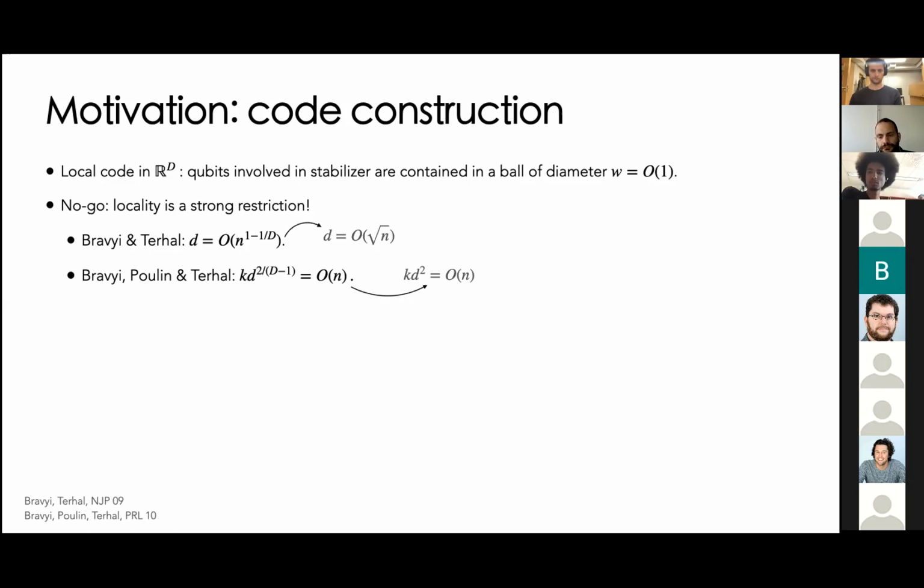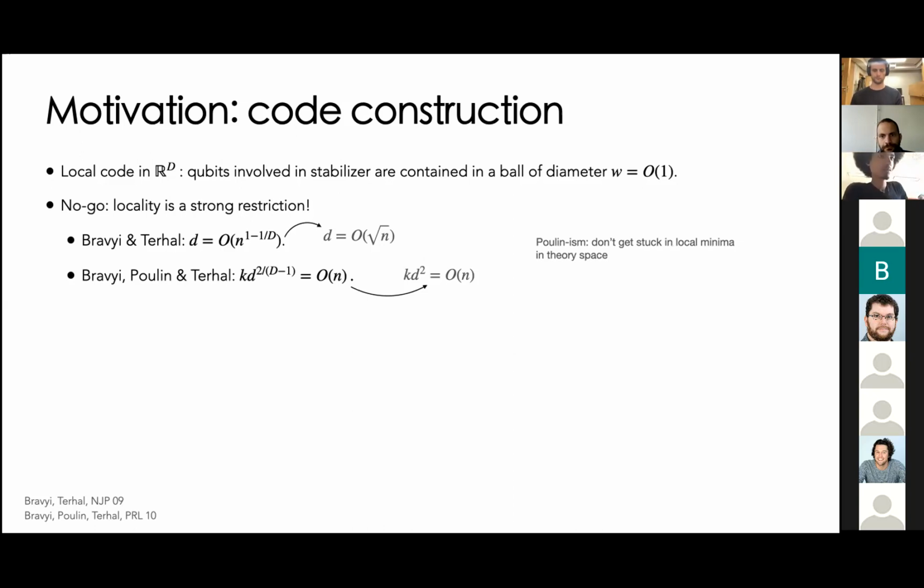The second bound says that the trade-off between K and D is as follows. It says K D squared can scale at most as n, right? So if you were to plug in the bound that you got from the Bravyi et al. bound, then you'd find that K has to grow at most as a constant. And the question is, how do we get around this problem?